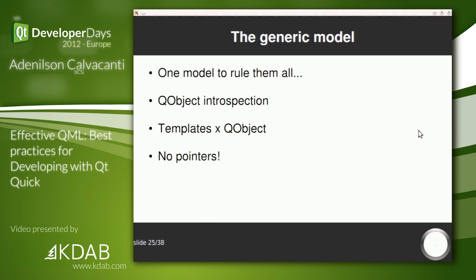Yeah, it took me a couple days to get it to work, but the end result is that you can have a generic model that's going to work with any QObject type, which means that you never need to write a model again.